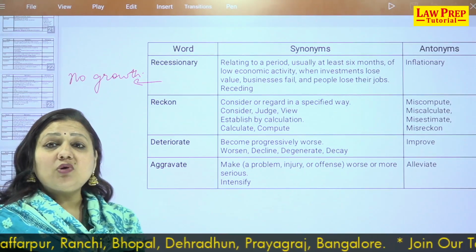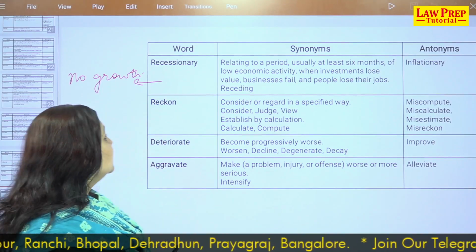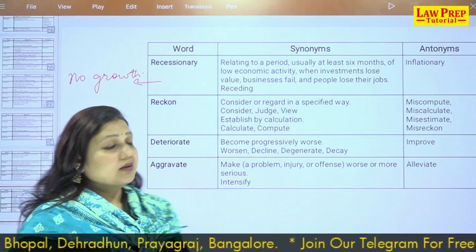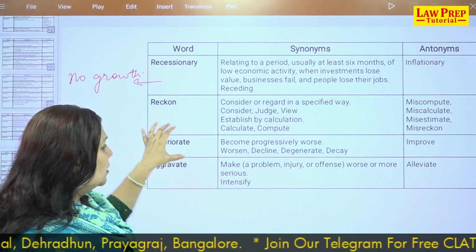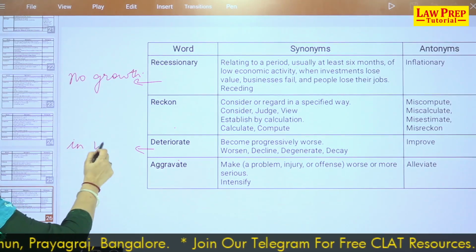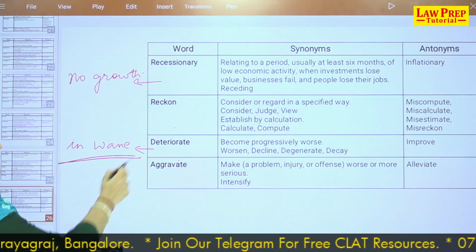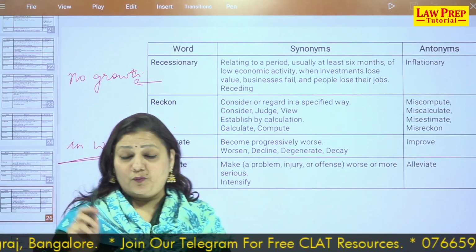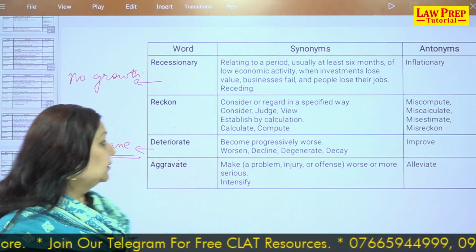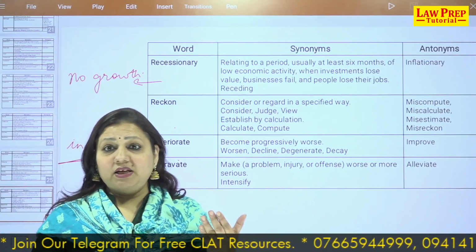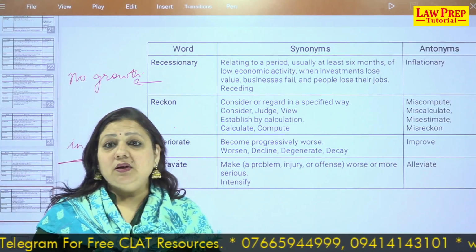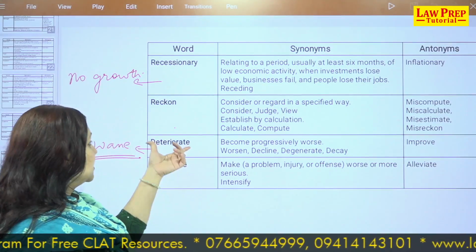Reckon. Reckon is to consider or regard in a specific way, to consider something very important. You calculate or compute for that, you consider something very important, you recognize the value of something, that is reckon. Deteriorate, for which we use the idiom: in vain. The popularity of the yesteryear superstar is now in vain, meaning becoming less, becoming degenerated, becoming decaying, not progressing at all, not in a higher state. That is the word deteriorate.